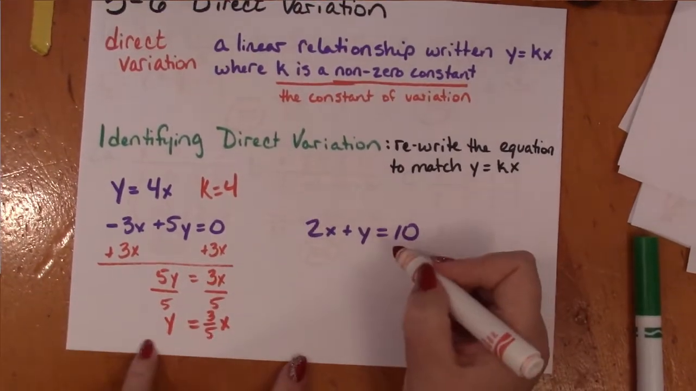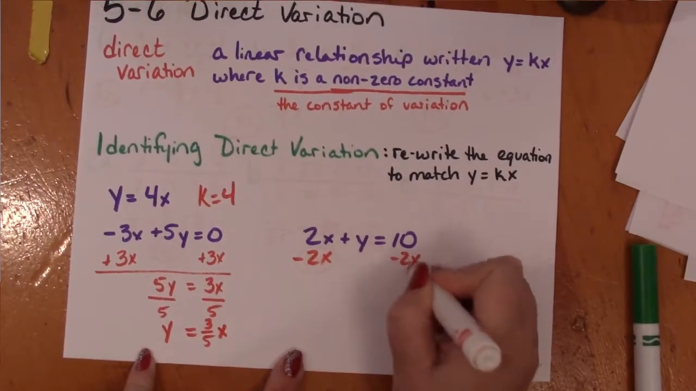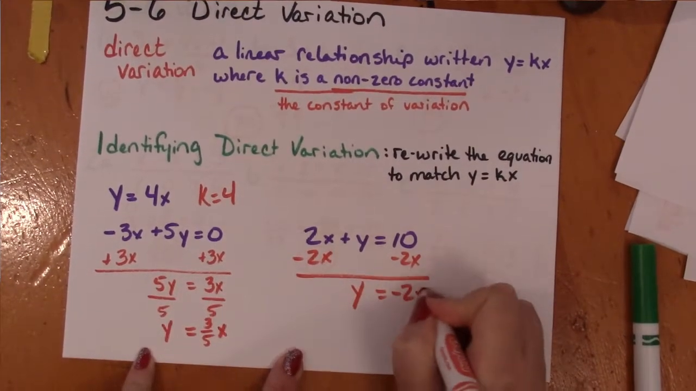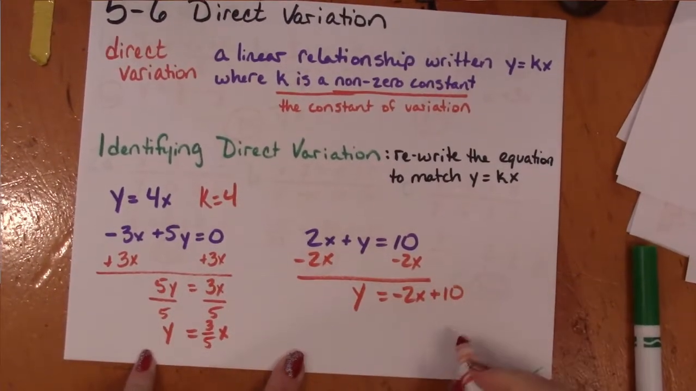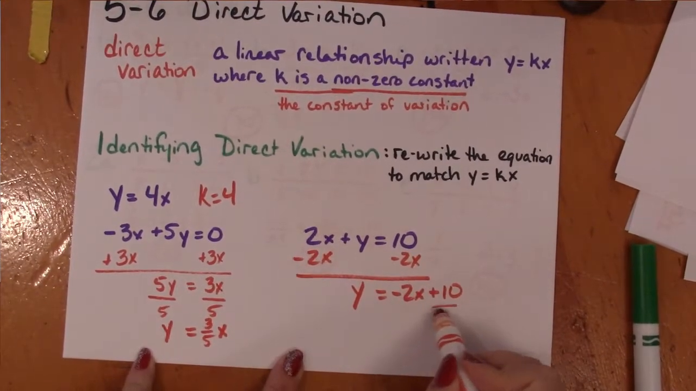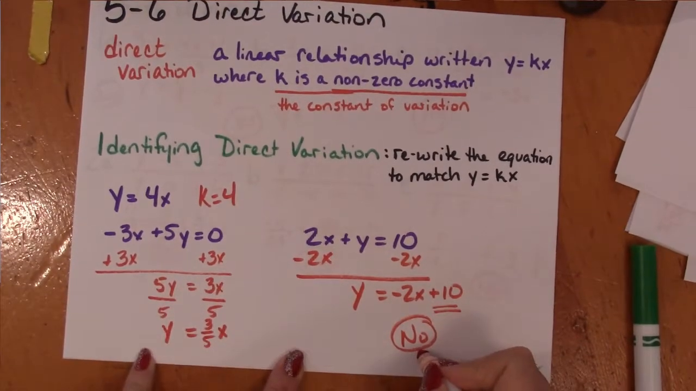This one, I want y by itself, so I'm going to subtract 2x from both sides, and here I have y equals negative 2x plus 10. I can't get just this number. I've got extra numbers here, so no, this is not a direct variation.